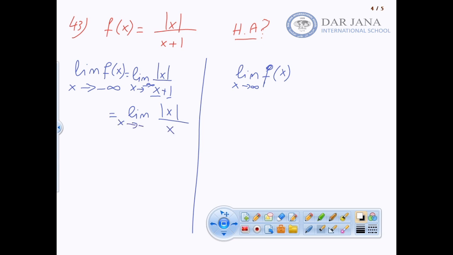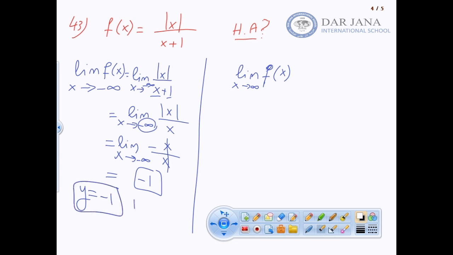As x approaches negative infinity, how do we get rid of this absolute value? Yes, negative x over x, and we still write limit as x approaches negative infinity. Now negative x over x, as you know, is negative 1. So y equals negative 1 is the first horizontal asymptote. Let's see if at infinity we are going to see the same asymptote or a different one.